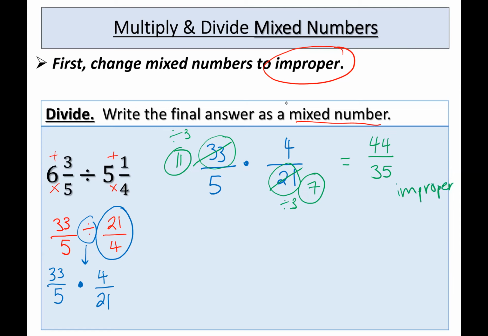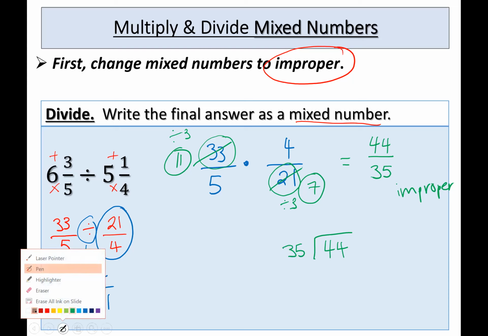But our directions here did ask us to write the final answer as a mixed number. And generally, if your problem starts with mixed numbers, you're going to want the final answer to also be a mixed number. So let's change it. Let's change it by dividing. So let's divide 44 divided by 35. So I'm doing the numerator divided by the denominator.